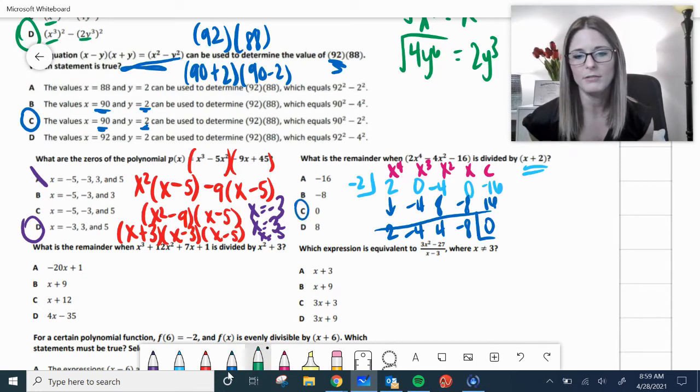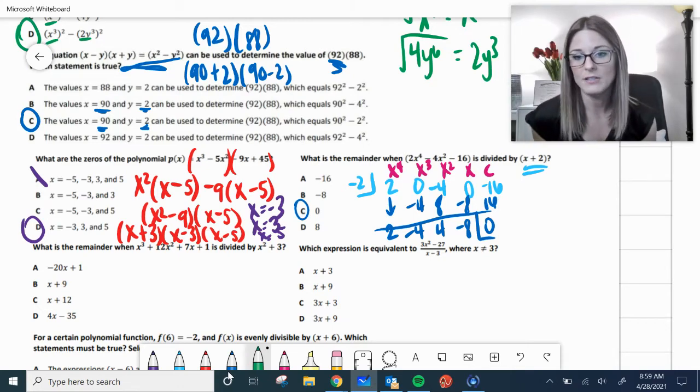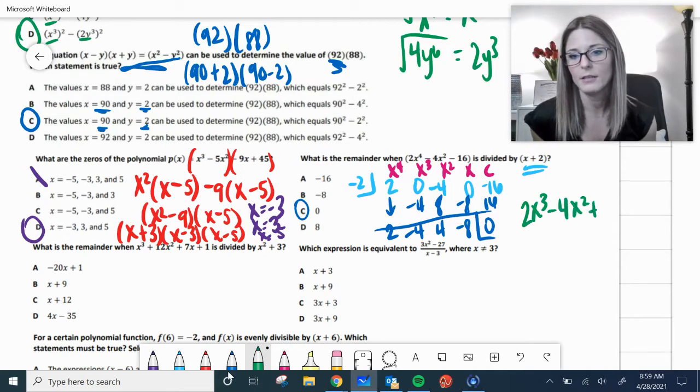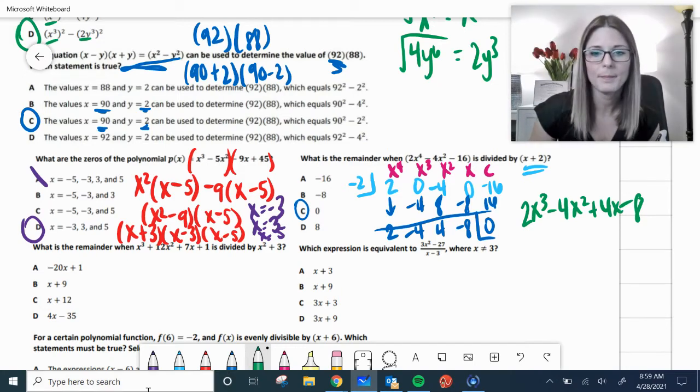Just to finish up our review, that bottom row is all the coefficients of your quotient. So it would be 2x to the 3rd. It starts 1 degree smaller, -4x squared, plus 4x, -8, and yes, that last one would be our remainder. But it just wanted our remainder, so we are good.